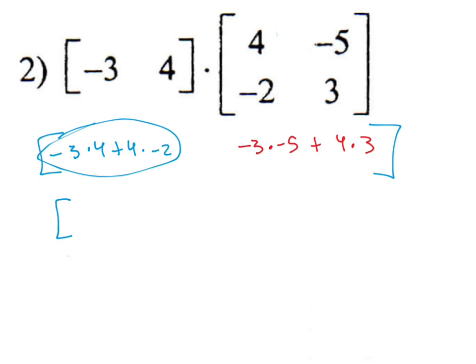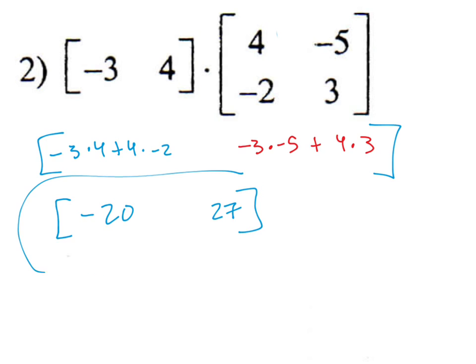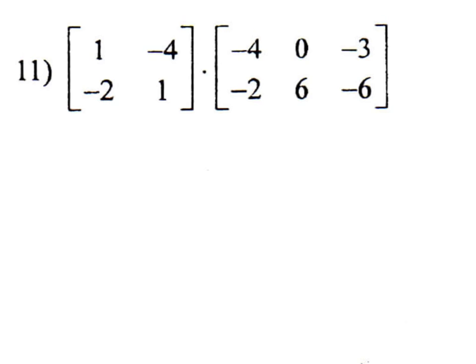This part, negative 3 times 4 is negative 12. 4 times negative 2 is negative 8. So negative 12 plus negative 8 is negative 20. This is going to be 15 plus 12, which gives me 27. And voila, here's my resulting matrix. Let's jump to another one so you can see it again.